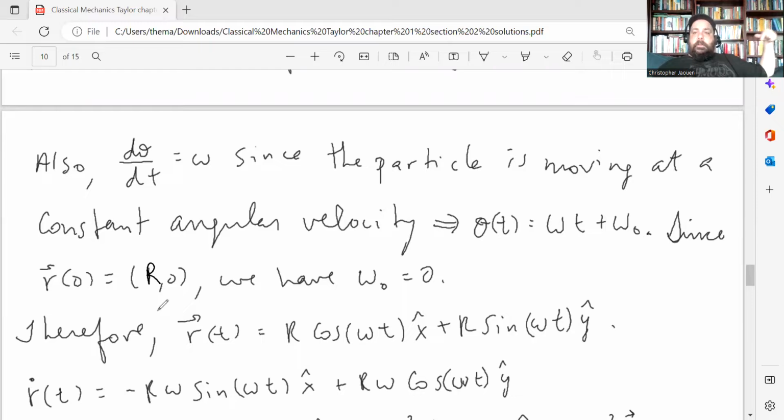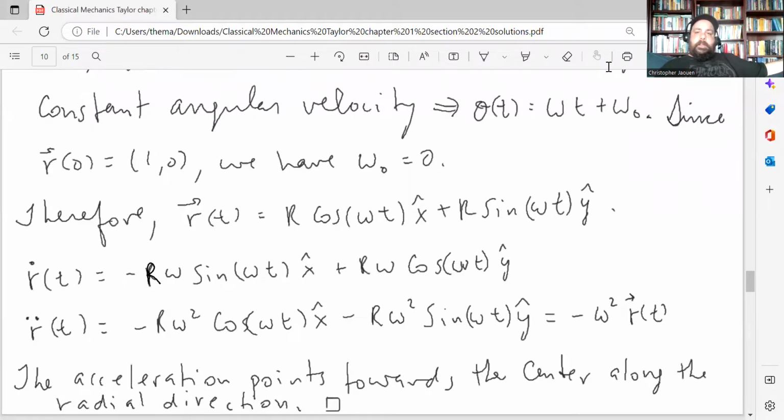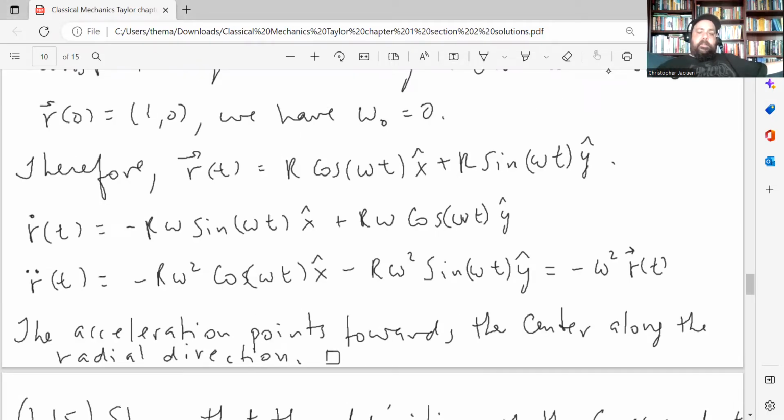The angle of the vector r at time t equals 0 is parallel to the x-axis. Okay, so we're starting with angle 0. All right, so that means that r of t is given by the formula that they wanted us to show. All right, so r cosine omega t x hat plus r sine omega t y hat. And now if we take the derivative and the second derivative, we can get the velocity and the acceleration.